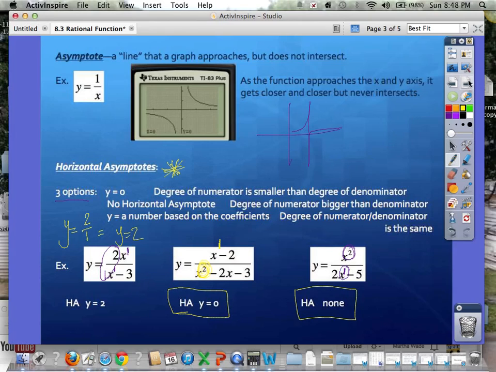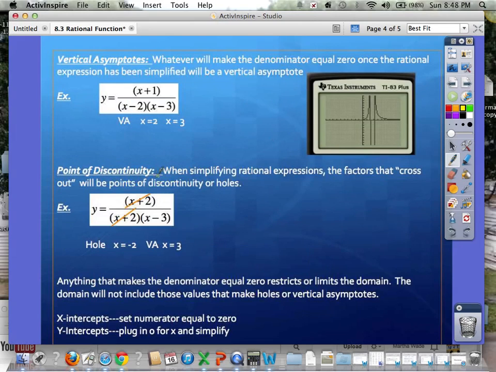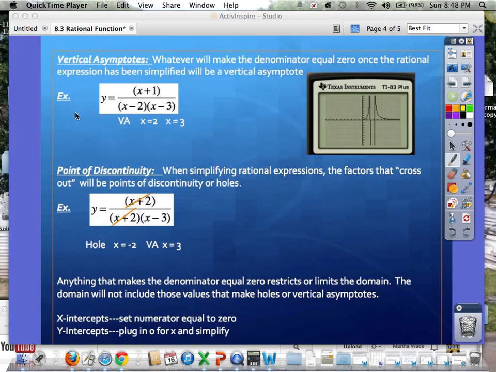All right, let's talk about the other asymptote, and that's a vertical asymptote. All right, vertical asymptotes are whatever will make the denominator equal 0 once you have simplified your rational expression. Those things that will make the denominator 0 once it's simplified are vertical asymptotes. And that's where you're going to get this up and down little EKG looking thing if you have a TI-83. Sometimes on the 84s and different ones, they don't actually show this line.